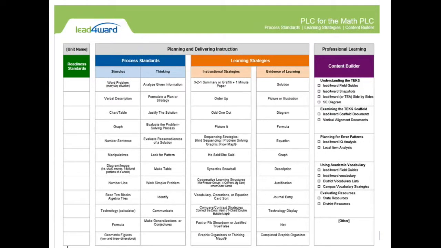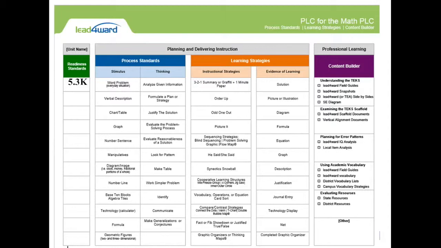Using the PLC for the Math PLC page as a tool for creating lessons, classroom instruction will move to a higher level of understanding as well as offer opportunities for students to transfer new information. Now that the Readiness Standard 5.3K has been targeted and the content of the standard has been developed, time will be spent on the instructional process.